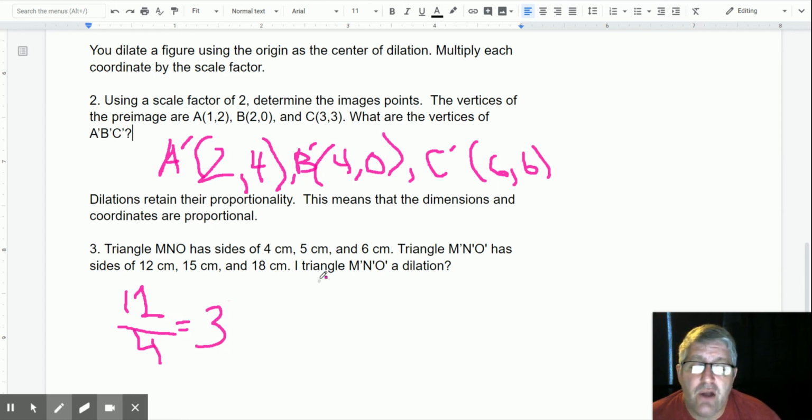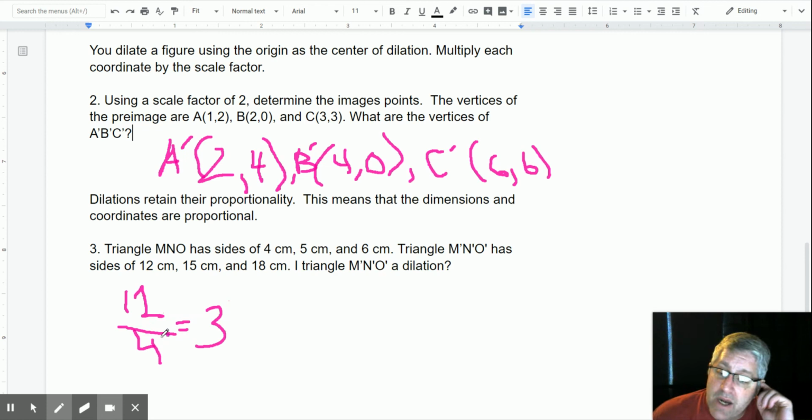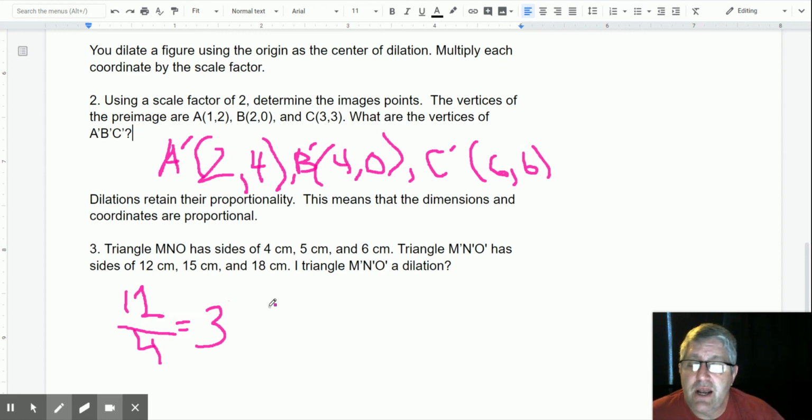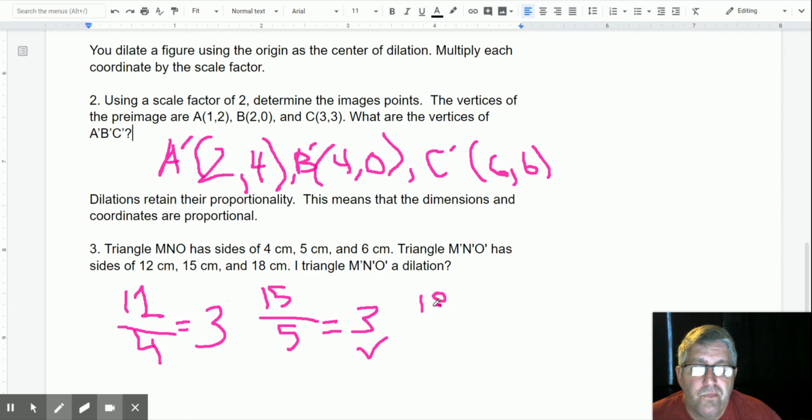Now, if this is a dilation, then every side will have a ratio of 3. So let's look at the next one. I've got 15, so my next side is 15, and its corresponding side is 5. Well, 15 divided by 5 is 3. Well, that's exactly what we wanted. And then the last one, I've got 18 divided by 6. Well, 18 divided by 6 is 3. And that's right. So yes, this is a dilation. I'm getting better at writing this way.